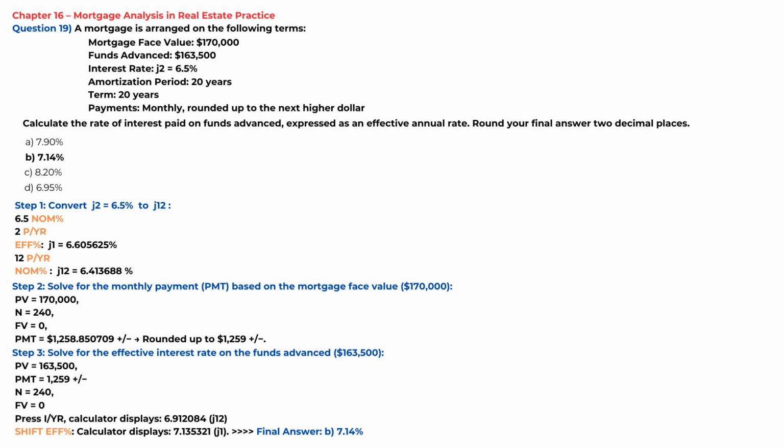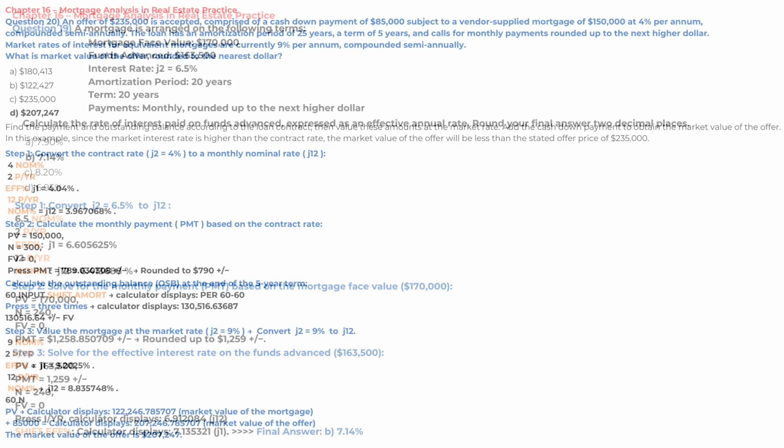Step 3. Solve for the effective interest rate on the funds advanced, which is $163,500. $163,500 PV. Press IYR. It displays 6.91284, which is J12 equals 6.91284. Press Shift Effective to display the J1 value. Calculator displays 7.14, which is J1 equals 7.14%. Final answer B, 7.14%.